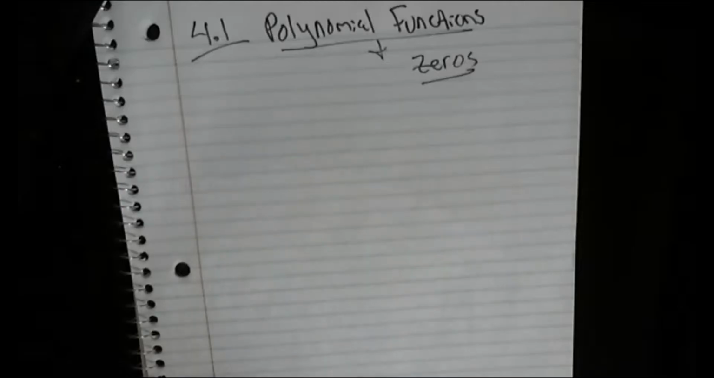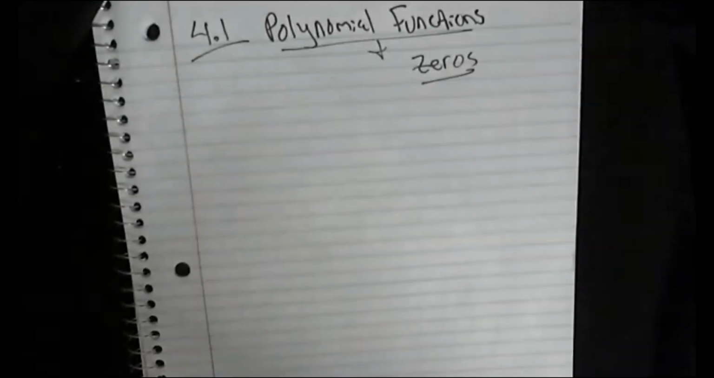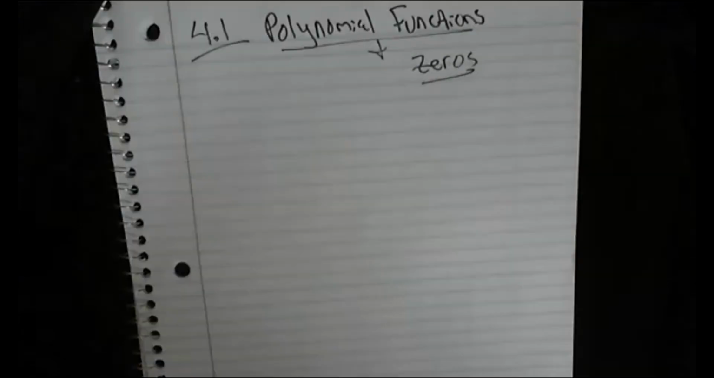Go from there. All right. So again, 4.1 covers polynomial functions and zeros.